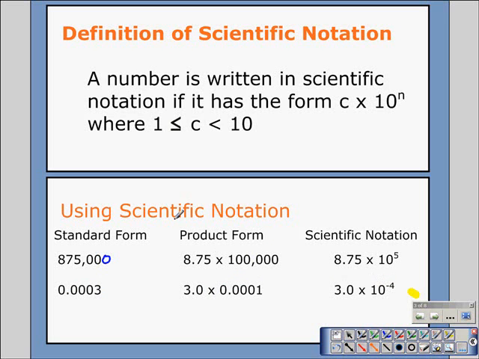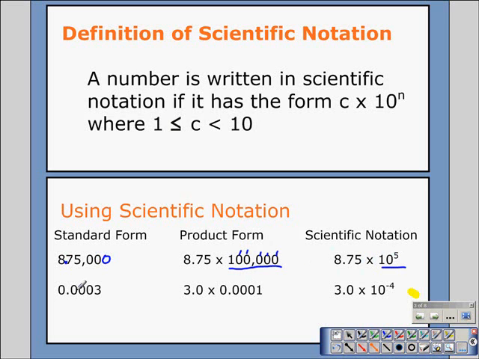We can see in this that from standard form to this product form, we put the decimal between the first two non-zero digits of the number, and we write it as a product of a power of 10, in this case 100,000. 8.75 times 100,000 would give us 875,000. From product form to scientific notation, we convert the 100,000 into a power of 10. That would be 10 to the fifth. Real easy way to figure that out: there are 1, 2, 3, 4, 5 zeros in 100,000, so that would be 10 to the fifth power.